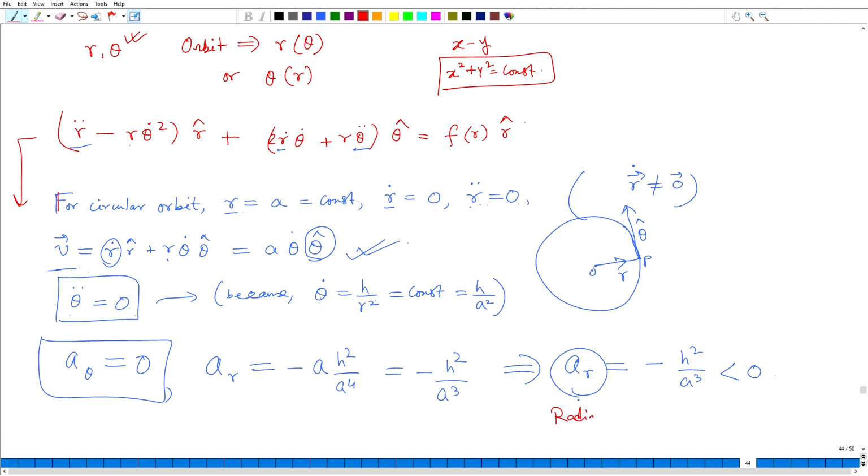So, radially inward, and that is the only surviving component of acceleration. And that is why we say that whenever a particle is moving in a circle, it has only acceleration which is along, and actually in a central force. So, the particle is moving in a circle under the action of a central force. It must have only one part of acceleration, and that is this part, which is known as the centripetal acceleration.